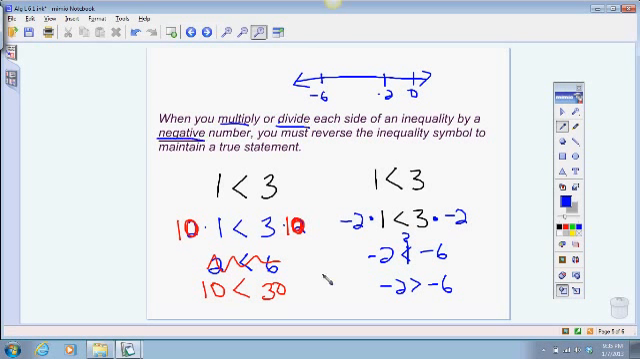It has nothing to do with whether your answer is negative or anything like that. It's what you're doing. If you're multiplying by a positive number, it stays the same. If you multiply by a negative number, you have to reverse the inequality symbol. Basically, flip it over. So if you multiply or divide each side of an inequality by a negative number, flip the inequality symbol over. Let's look at an example.